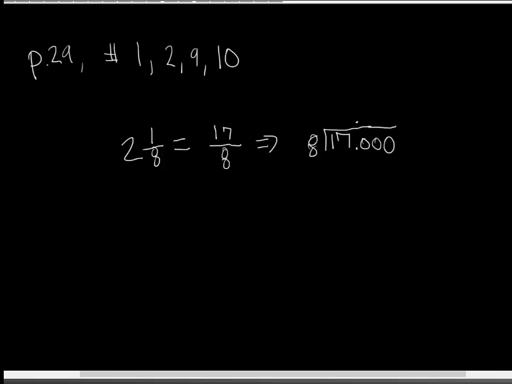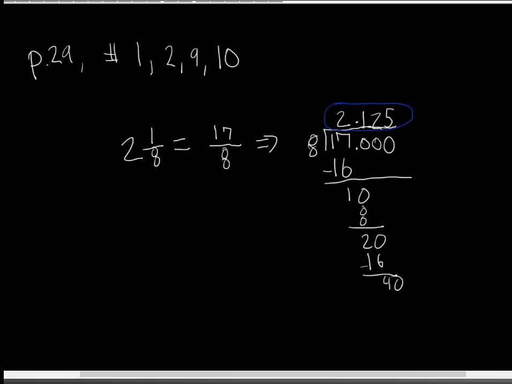Decimal comes straight up. 8 goes into 17 twice. 2 times 8, 16. Subtract, 1, bring down a 0. 8 goes into 10 once. 8. Subtract, get a 2, bring down a 0. 8 goes into 20 twice. 2 times 8, 16. Subtract, bring down the 0. 8 goes into 40 5 times. Final answer. Another option. I'm going to do it a different way that I think is easier.